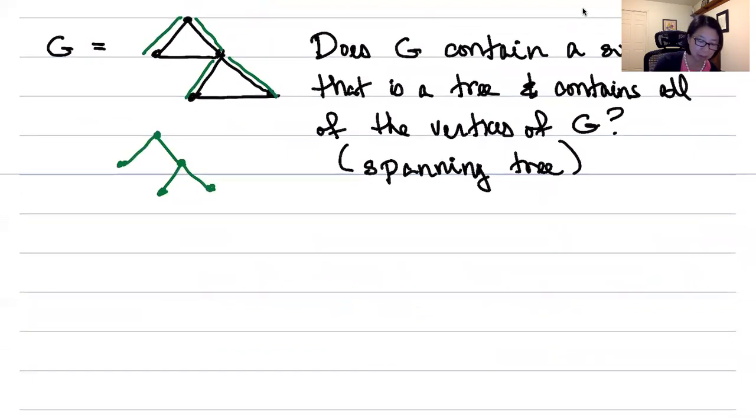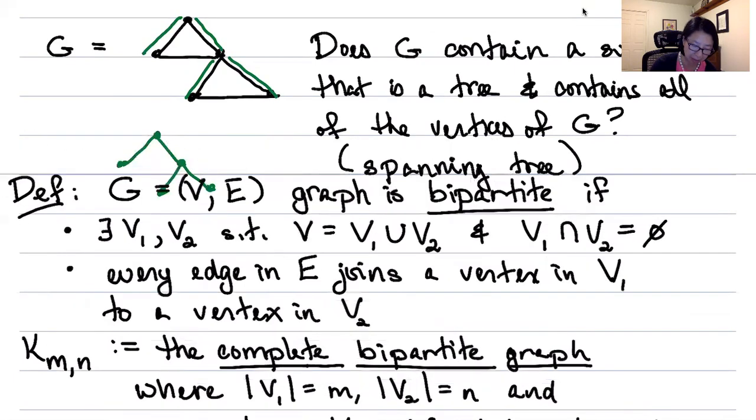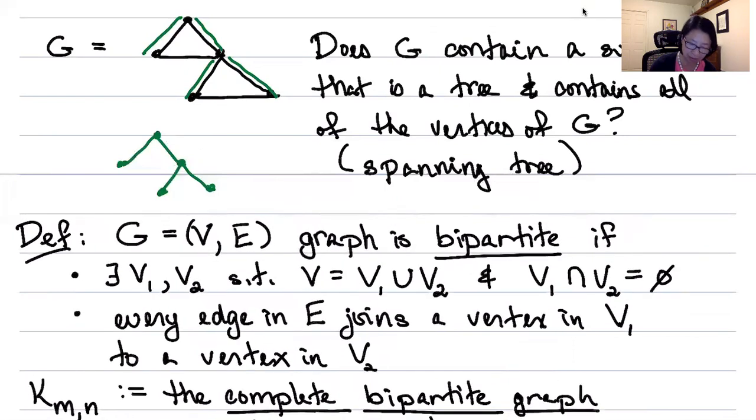So we're going to look for subgraphs that are trees that are contained in G, and that will be important. And sometimes you can use the existence, or failure to find the existence, of certain kinds of subgraphs to classify graphs. So one important kind of graph is the bipartite graphs.